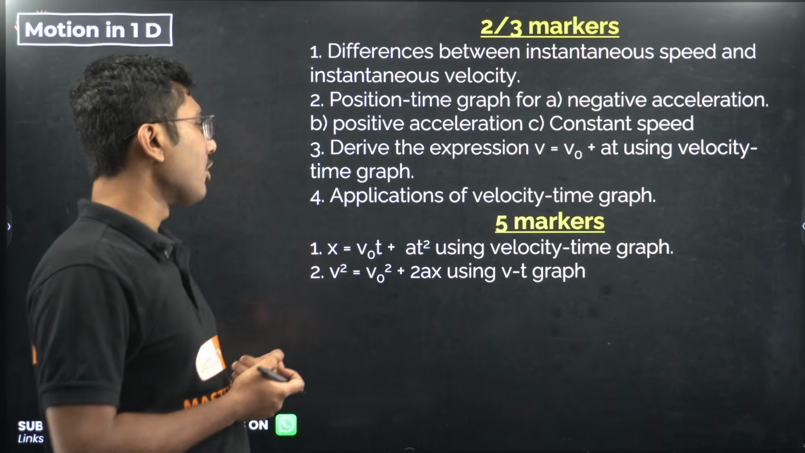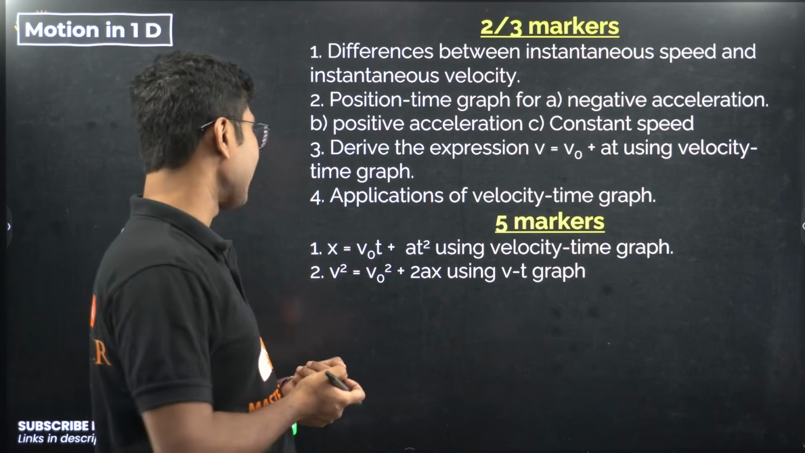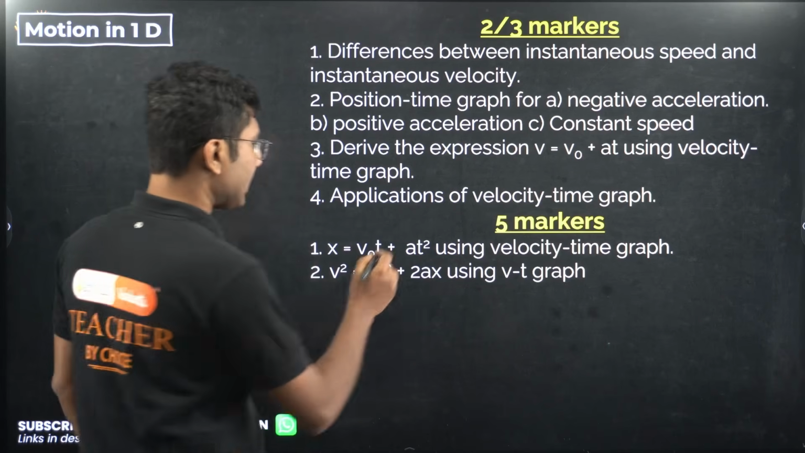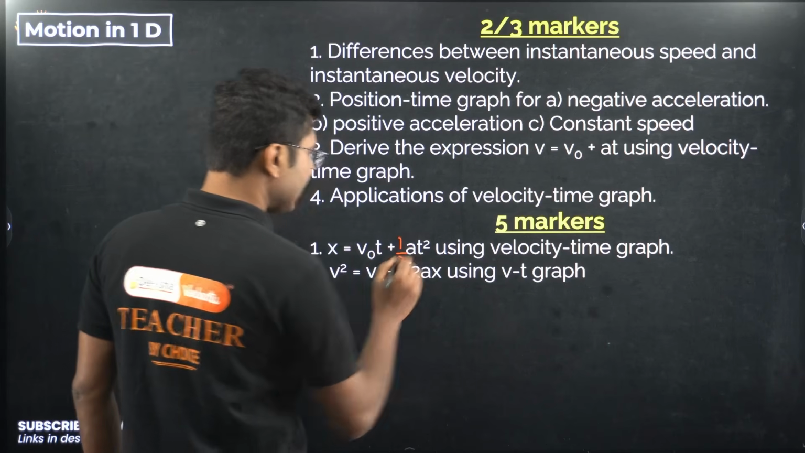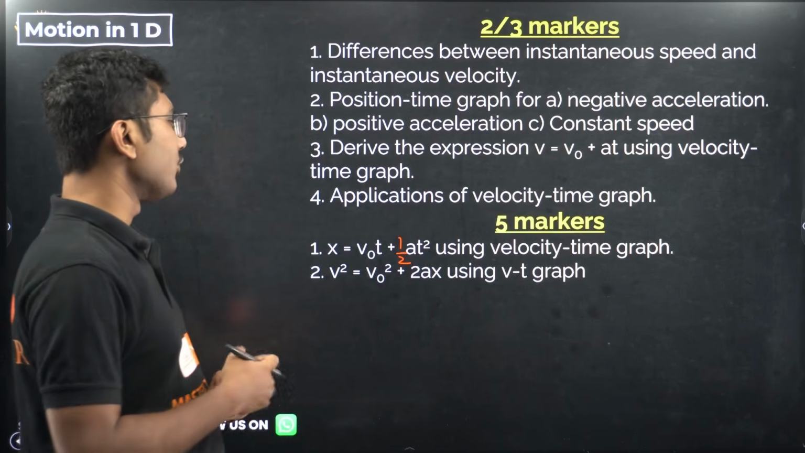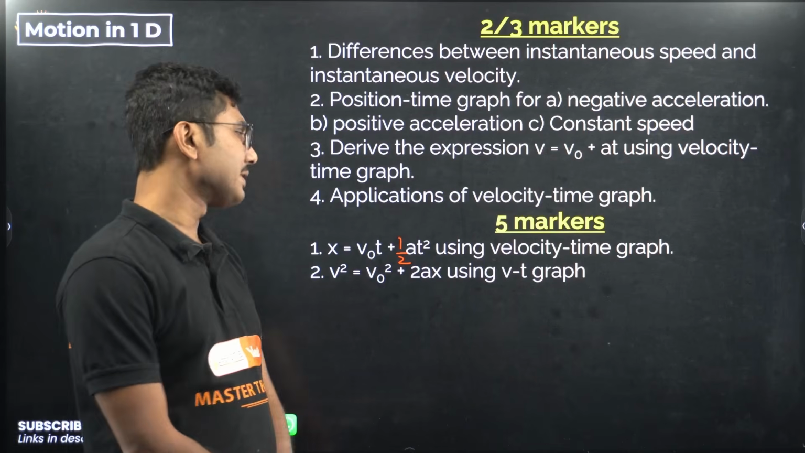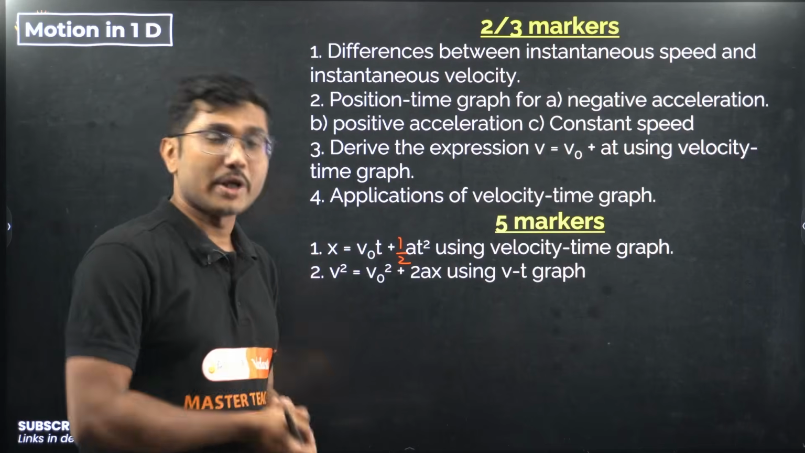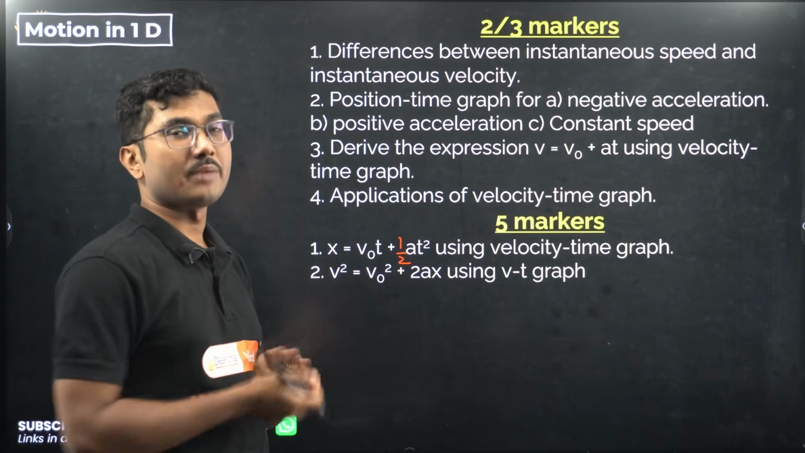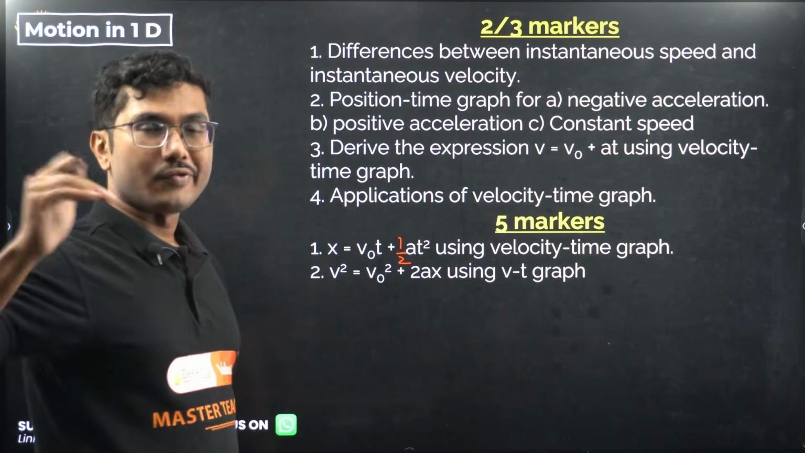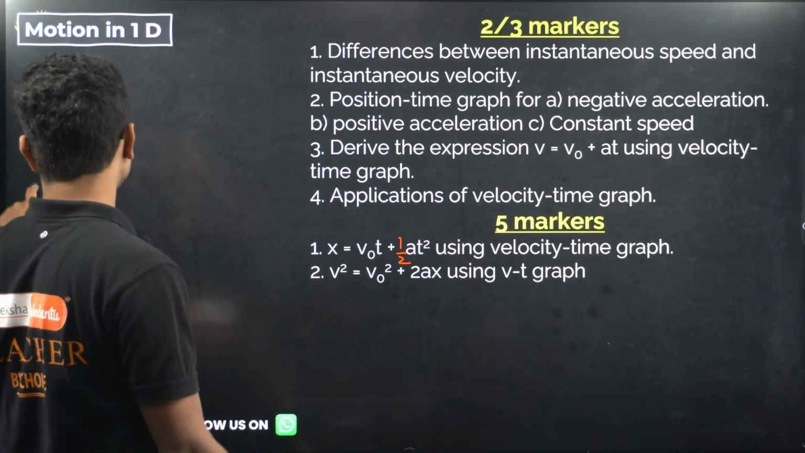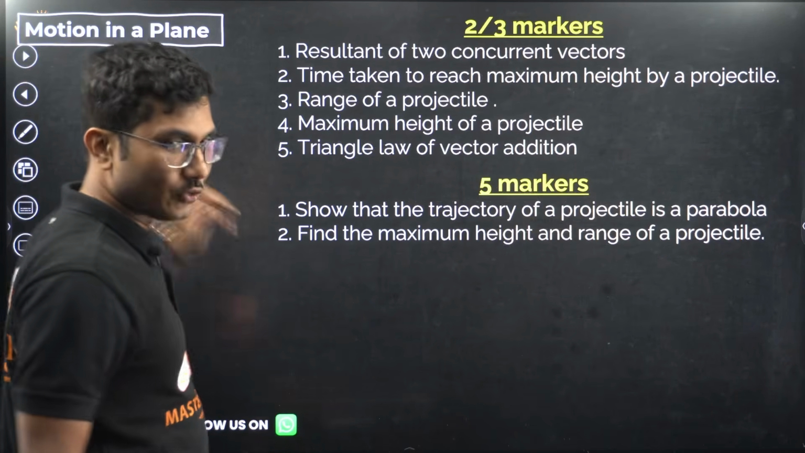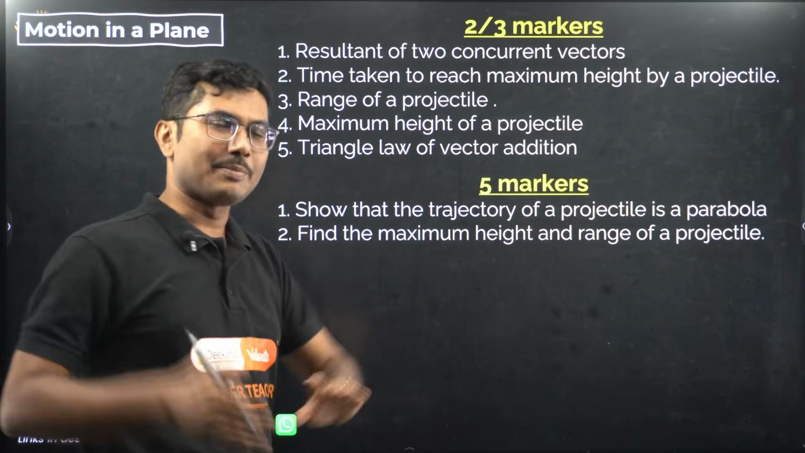x equals v naught t plus half a t square using the velocity time graph. There is one mistake though, it will be half at square. Next, v square equals v naught square plus 2ax using the vt graph. These two derivations are super important from this chapter, and one of them is going to come in your FA1 exam as well. It is highly probable that one of them will come. Not 100%, but yes, 80% sure.